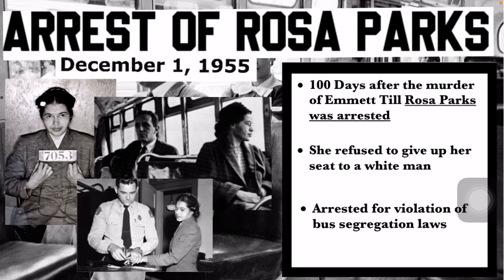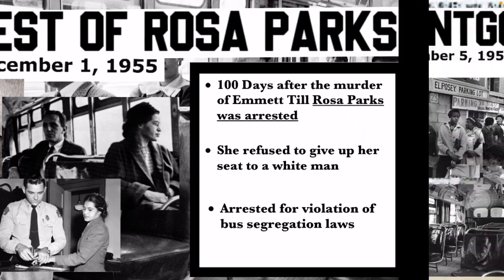One hundred days after Emmett's murder, on December 1st, 1955, Rosa Parks refused to give up her seat to a white passenger. Her initial thought was to go to the back of the bus, but she thought about Emmett and couldn't. Parks was arrested for violating bus segregation laws. This act played a major role in organizing the Montgomery bus boycott, led by the infamous Martin Luther King Jr.